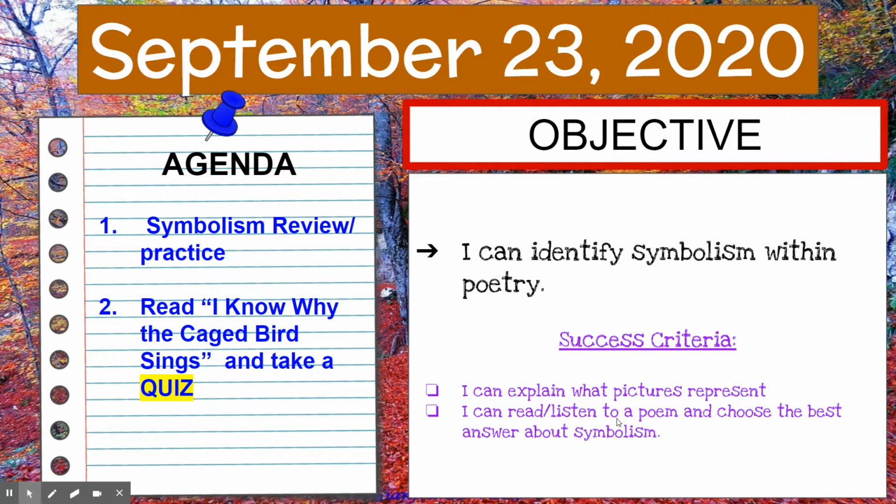So to be successful, you're going to explain what pictures represent, and then read and listen to a poem and choose the best answer about symbolism. And this is a quiz, so take your time. If you don't score very well or you want to try again, you have 2 attempts. So feel free to try again if you don't like your score the first time.